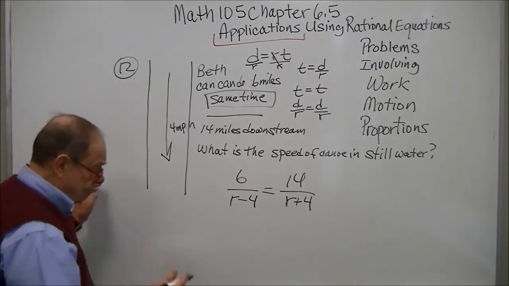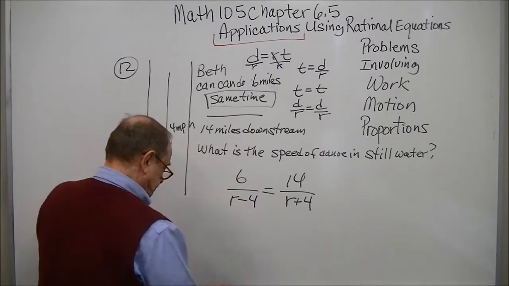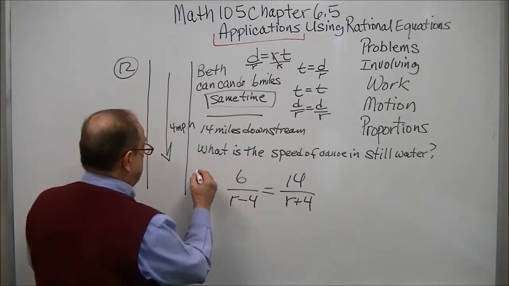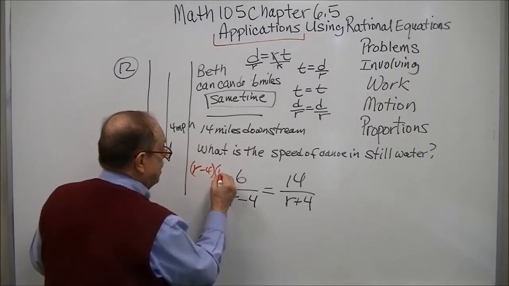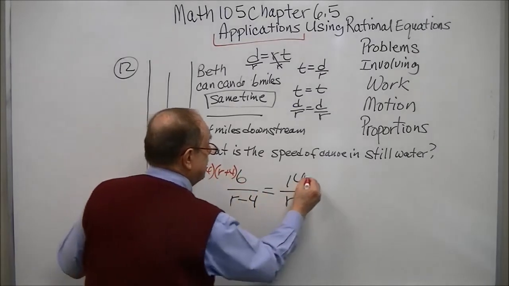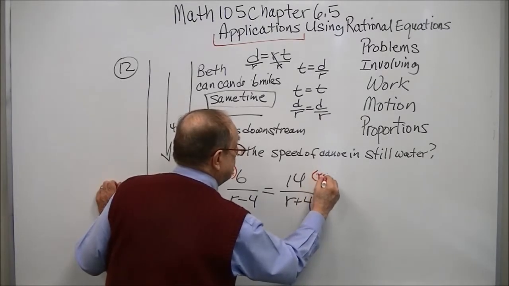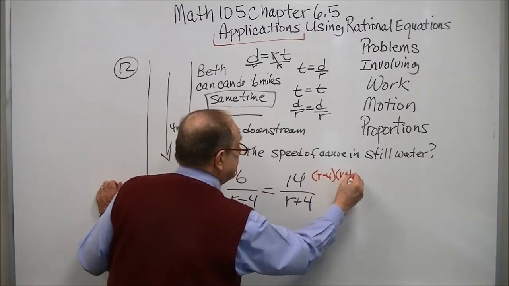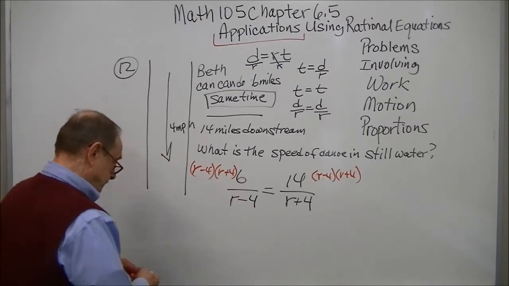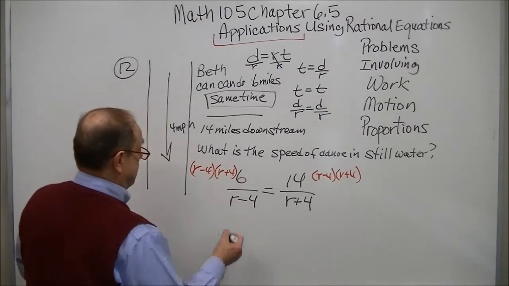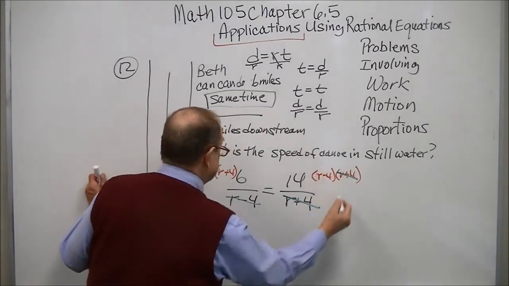And now, what would be our common denominator? Well, it's R minus 4, R plus 4. So as we go to solve it, this will cancel out. This cancels out here.